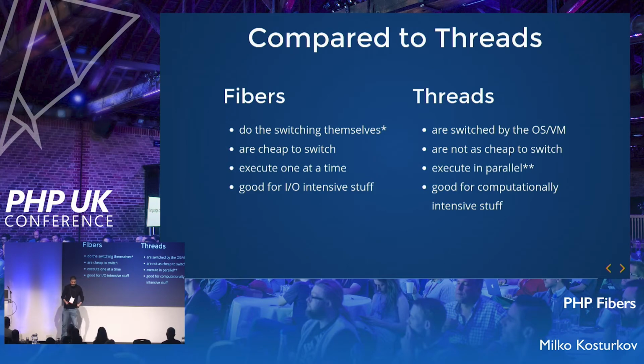Threads, on the other hand, are switched by some sort of mechanism external to our program. That may be the operating system or the virtual machine that we execute our code on, for example the Java virtual machine or the .NET virtual machine. It's not up to us. It's not up to the programmer, the developer of the application, to decide when the thread is going to be switched.